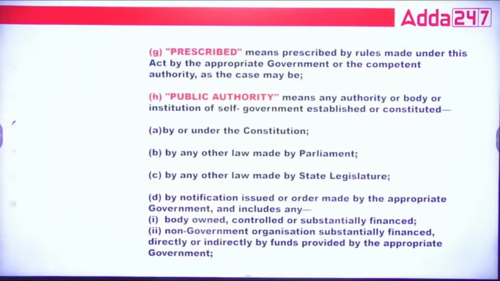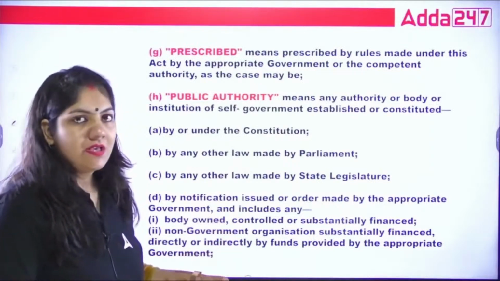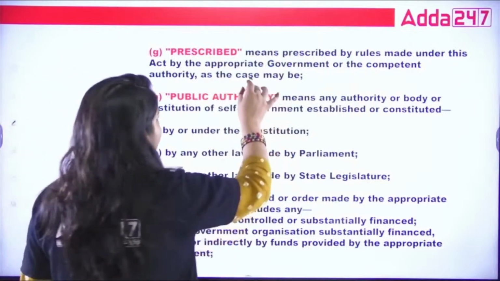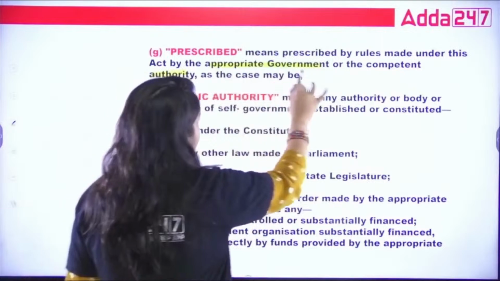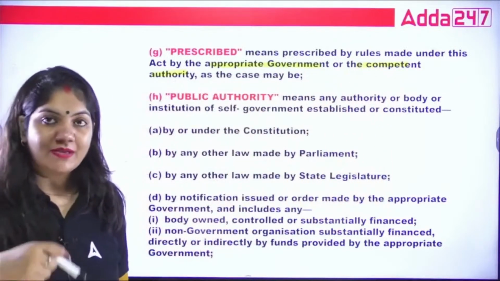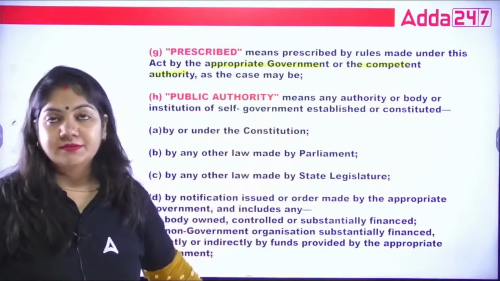Next, what is prescribed? Prescribed means whatever is mentioned that we have to follow. So under RTI, the prescribed will always be done by the appropriate government and the competent authority. You know what is appropriate government: that is central government and state government. And what is competent authority? We have already done.